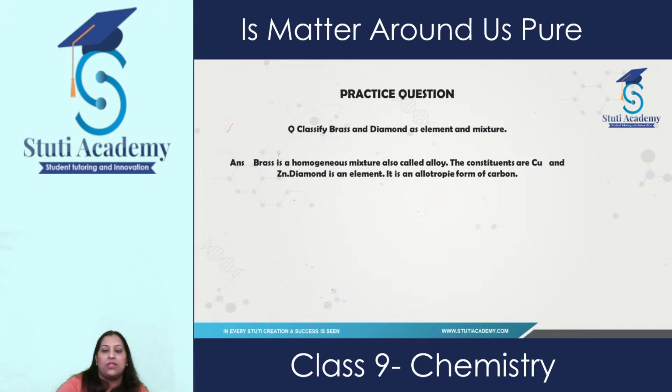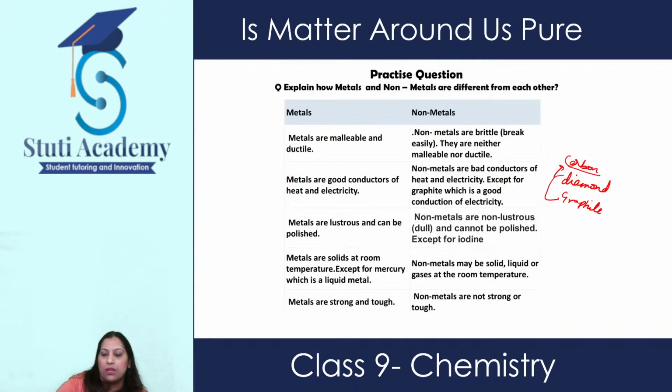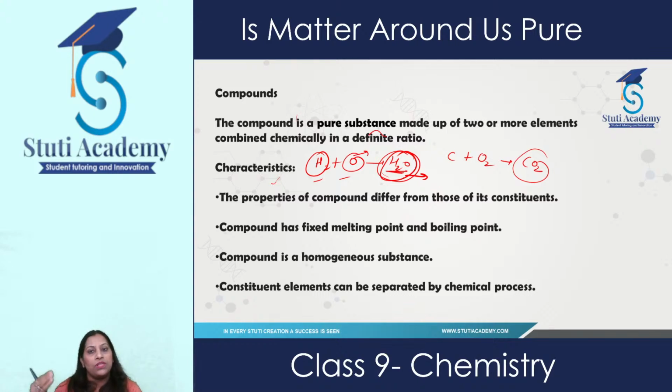Then I have discussed this question with you. Then what type of elements do we have? We have elements like metals, non-metals and metalloids, how they are different from each other, that I've already elaborated to you. Then what are compounds and what are their characteristics? I hope till here it is clear to everyone. And if you want to ask, you can please write your doubt if you have.